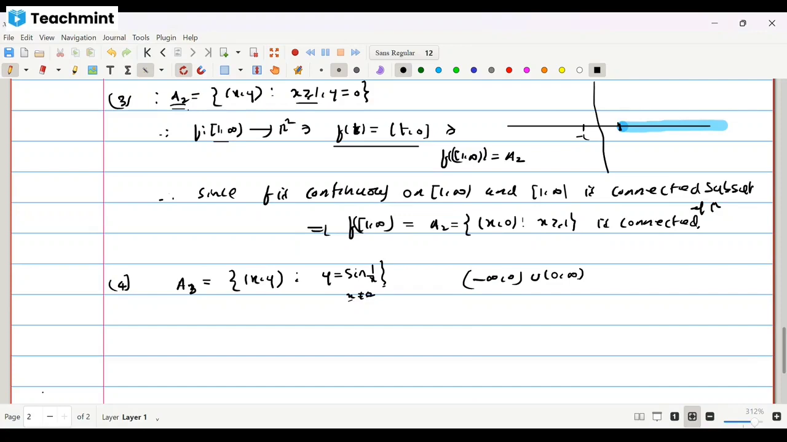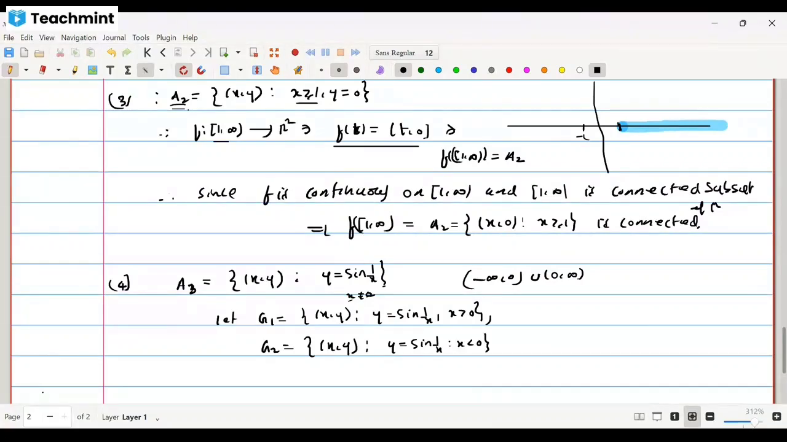So let me define some g1 equal to x comma y such that y is equal to sine 1 by x if x is greater than 0. Let g2 equal to x comma y such that y is equal to sine 1 by x such that x is less than 0. Since the domain is not connected, I am splitting it like this. This one is the domain of this function, right? Since at the point x equals 0 the given function is not defined, therefore R minus singleton 0 is the domain of this function. So R minus 0 is not connected.